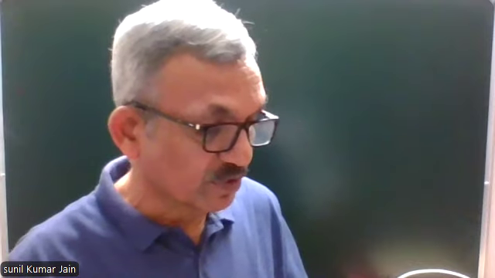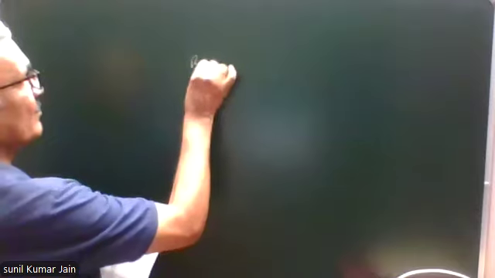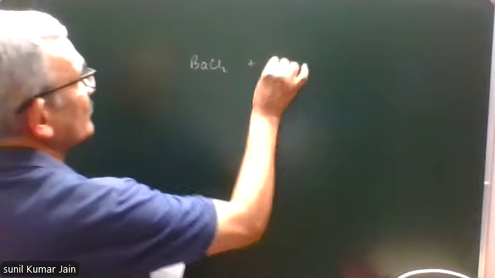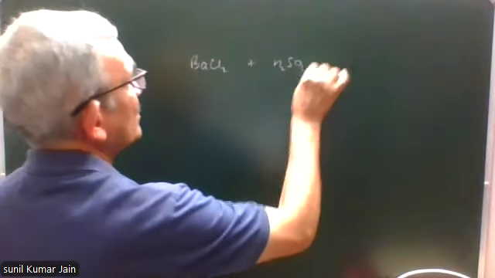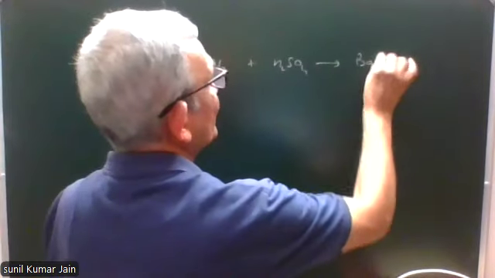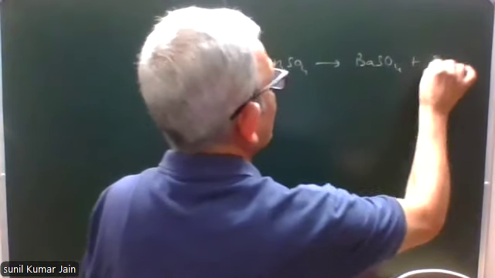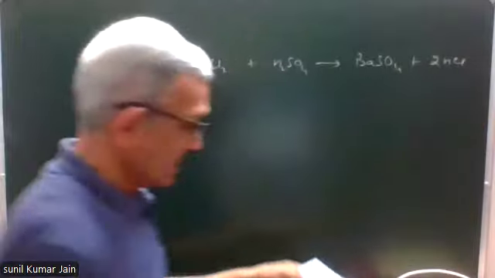This is assignment number 6. Calculate the amount of barium. Let me write the equation first. Barium chloride and sulfuric acid gives barium sulfate and 2HCl.